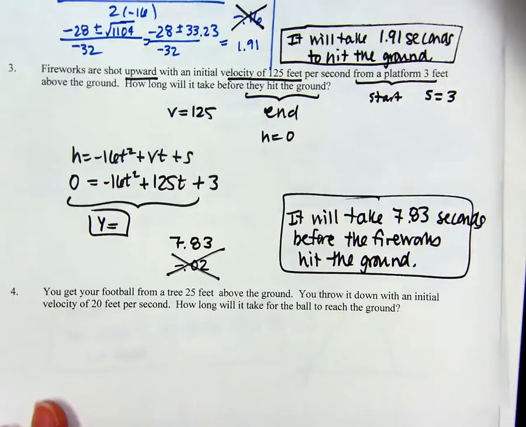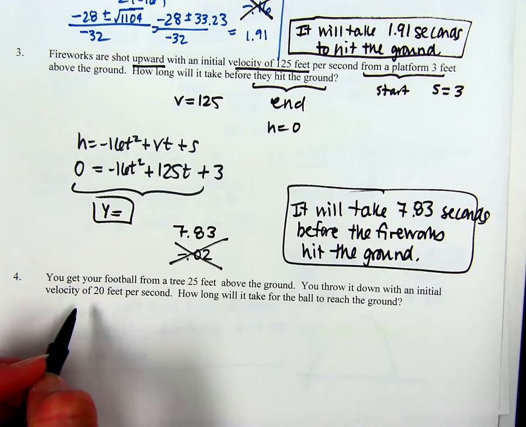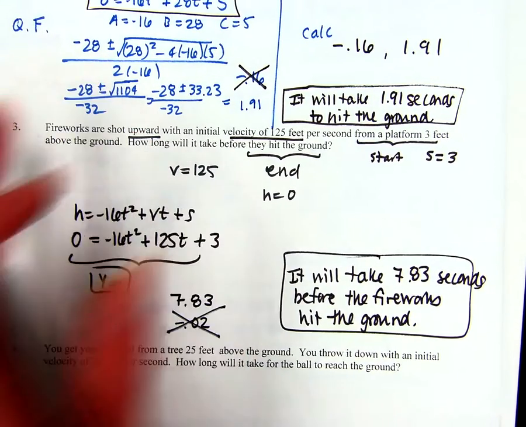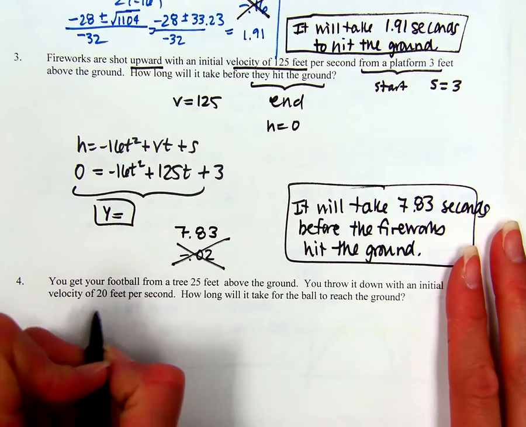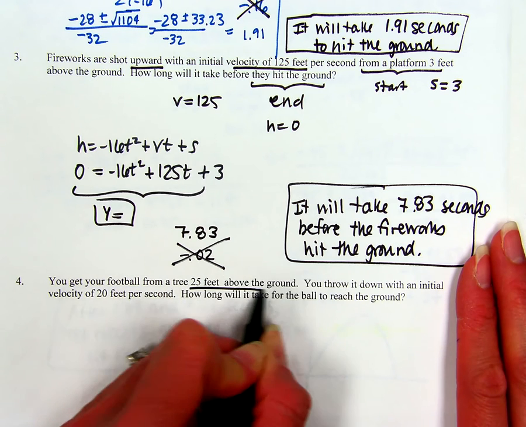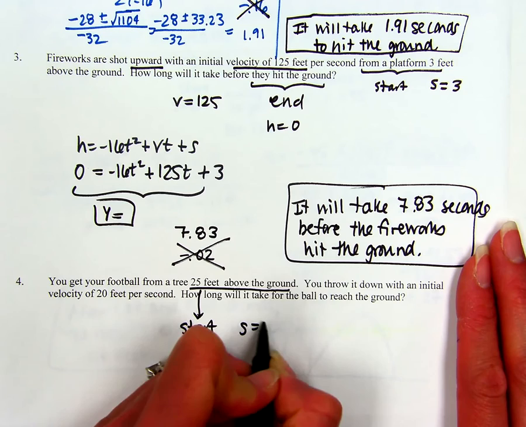All right, last problem. We'll use our calculator again. Again, if you don't have a graphing calculator, you're going to have to use the Quadratic Formula method. If that method makes the most sense to you, then do that method. But I think this will be a lot faster. So you get a football from a tree 25 feet above the ground. So there's your starting, S equals 25.